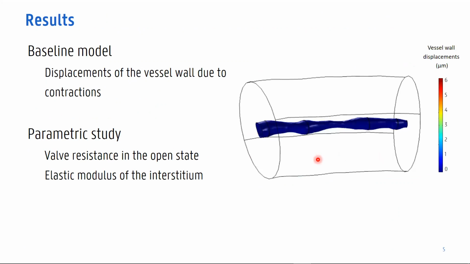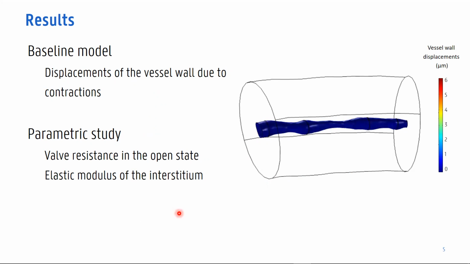Here you see an example of these contractions with the colors representing the level of displacement of the vessel wall. We then performed a parametric study, and the 2 parameters having the most impact on lymph propulsion were determined to be the valve resistance in the open state and the elastic modulus of the interstitium.